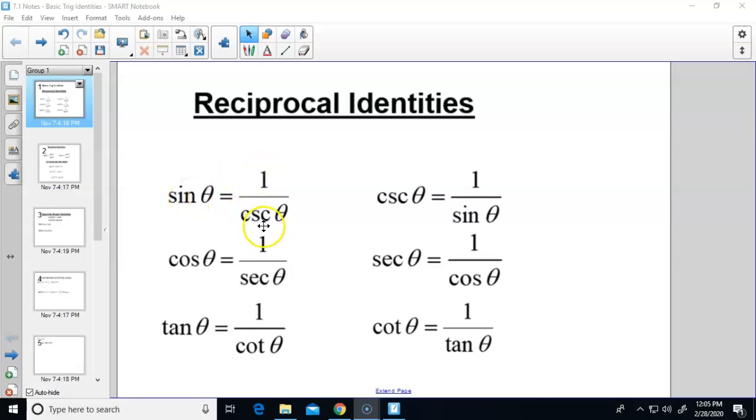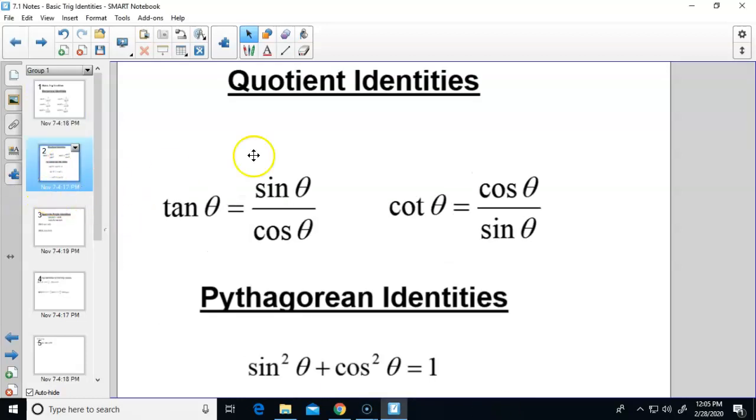Sine theta is 1 over cosecant, cosecant is 1 over sine, cosine is 1 over secant, and secant is 1 over cosine. Tangent is 1 over cotangent, and cotangent is 1 over tangent. So those are some relationships that we know are always true. We also have quotient identities. We've talked about these as well. Tangent is sine over cosine, and cotangent is cosine over sine. We use those for our unit circle a lot.